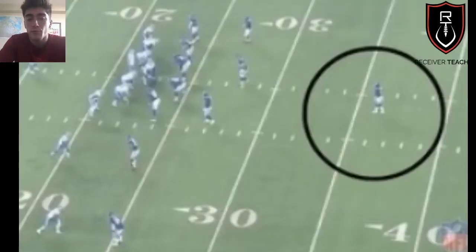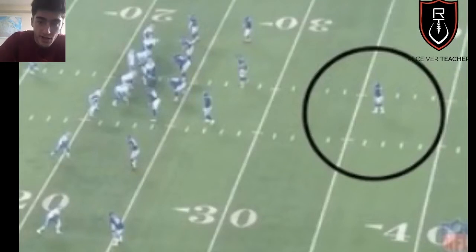Now, if you've been following me for a while, you should already know the deal with this one. Make your pre-snap read. If you haven't watched my video, how to read a safety shell, it'll be linked right there in a minute. And basically just reading the safeties.